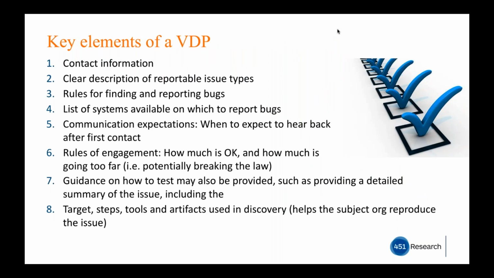So what are the key elements of a vulnerability disclosure policy? Well, first and obviously most important, how to contact your organization, but also a clear description of the types of issues that are reportable. What would you be looking for in reports of vulnerabilities or issues in your technology? If you can lay down some rules for finding and reporting bugs, as well as the scope of systems available on which to report bugs.